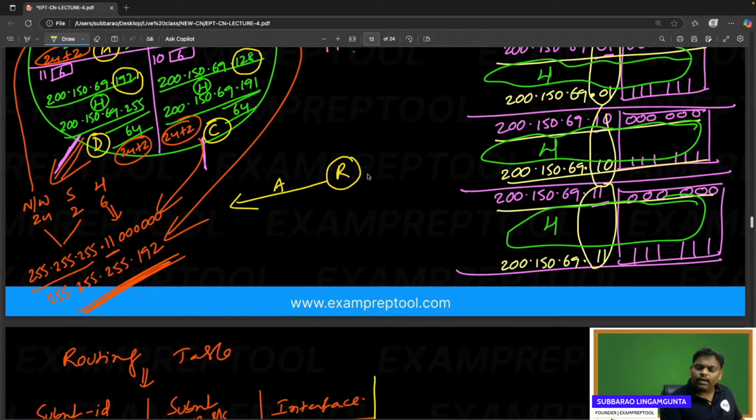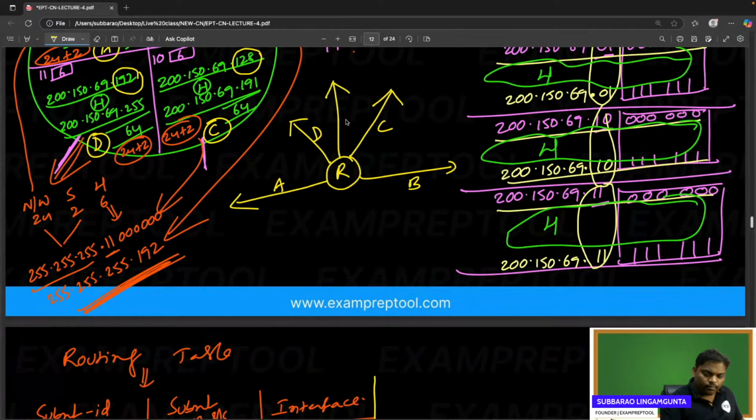It may be A, it may be B, it may be C, it may be D, it may be E. Whenever you divided one network into many networks, you will keep the router in between. So all the associated networks, you link them. These are called interfaces. Now see what happened. One packet came to router with some destination IP.